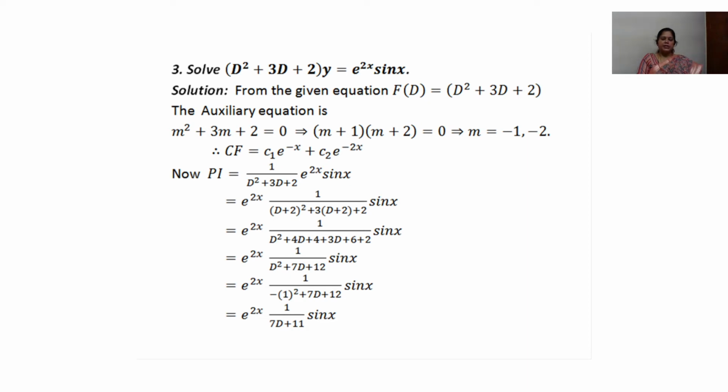So we have PI is equal to e to the power 2x into 1 over 7D plus 11 into sin x. So for sin ax or cos ax form, we have to try to get the D square term in the denominator. So here we have only 7D plus 11. So we have to get the D square term. That's why we are going for conjugate multiplication.